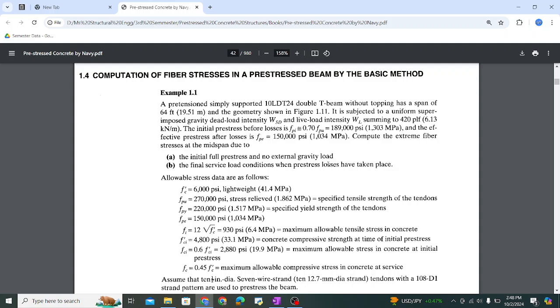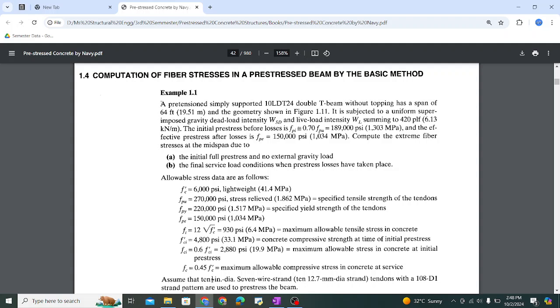Our today's topic is the basic method. We will compute fiber stresses in a pre-stress beam by the basic method. So here is an example. We will solve this example.